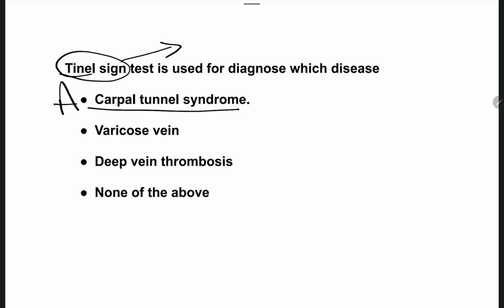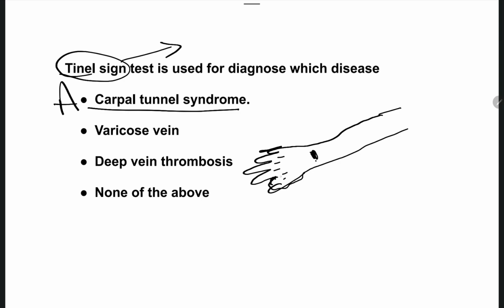So Tinel sign is nothing but, for example, when you are treating a patient with carpal tunnel syndrome, you need to ask the patient to keep their arm out, with the four fingers and the fifth finger. This is the hand of the patient. You need to tap on the anterior portion of the wrist. If you tap here, what will happen? The tingling or the shaking of the fingers we can observe.